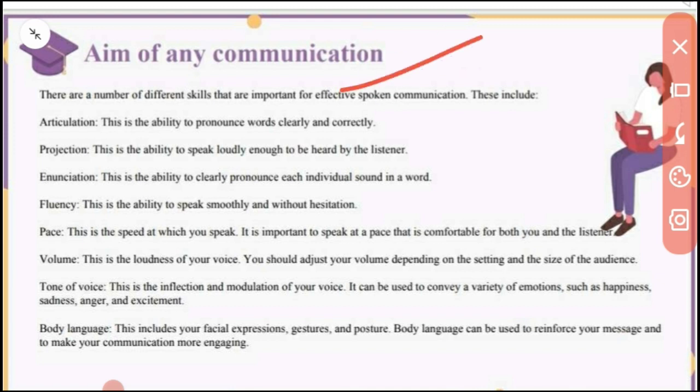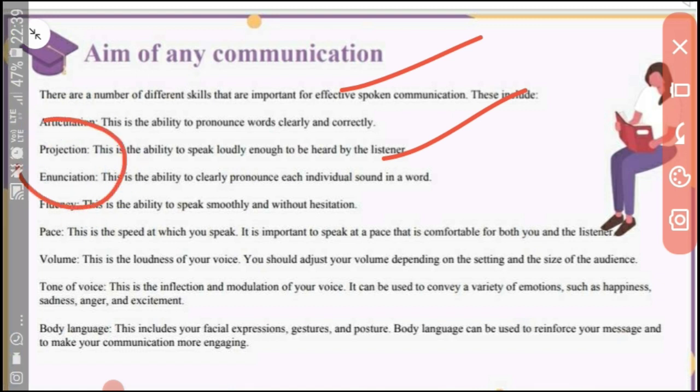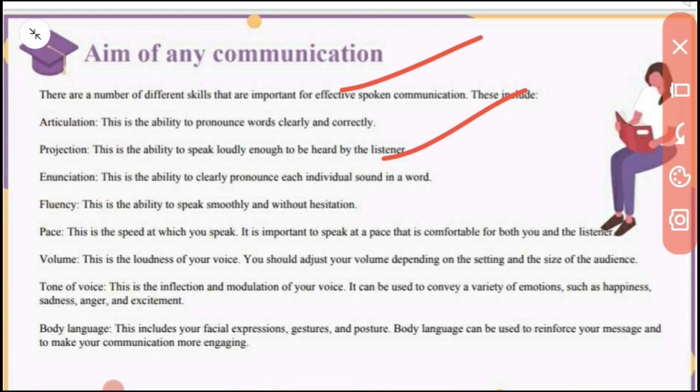Articulation is the ability to pronounce words clearly and correctly. Projection is the ability to speak loudly enough to be heard by the listener. These are required in spoken communication. In written communication, you don't need any tone. You just write, hi, I am Samir, and the receiver can understand it in any tone. But in spoken communication everything is required: articulation, projection, enunciation, fluency, and pace, which is the speed of your voice, how many words per minute you are speaking. All of that is required for good spoken communication.